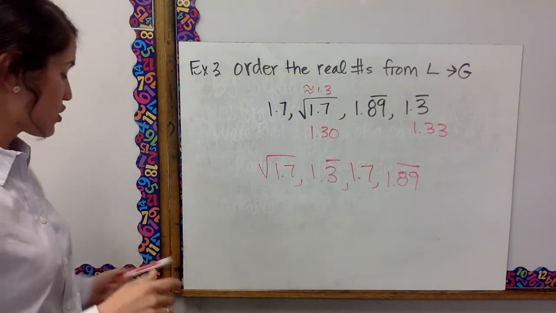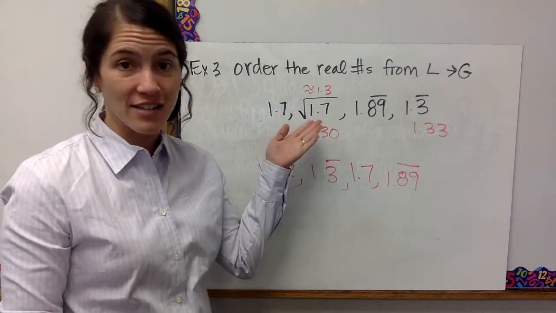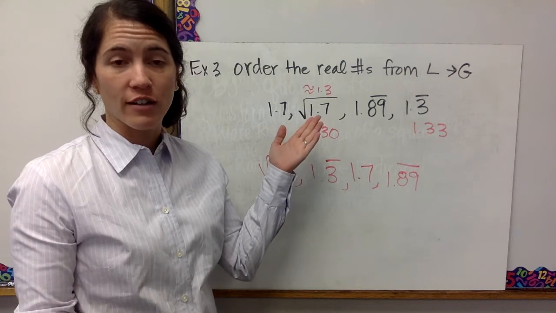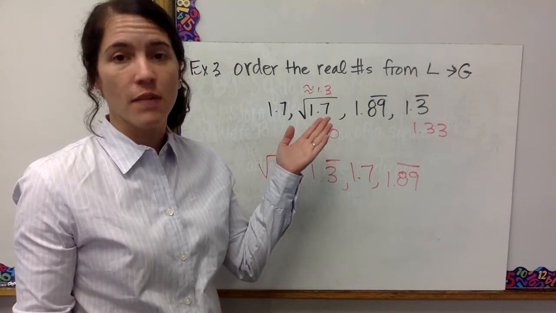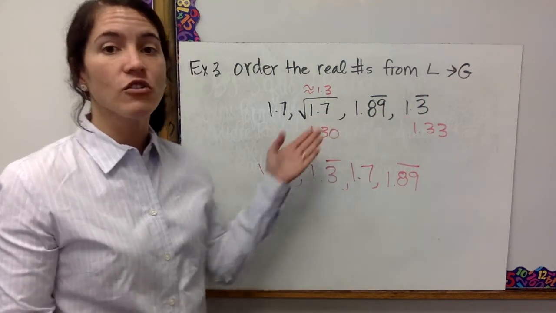So ordering from least to greatest, first you want to estimate any square roots that you have using your calculator. Go out to the tenths or hundredths, maybe even the thousandths place. Then you can order your numbers.